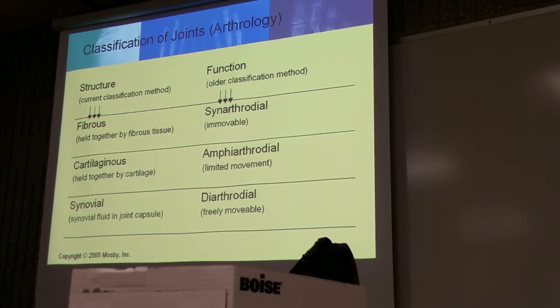It was either synarthrodial, which means immovable, and a good example of an immovable joint are the sutures of your skull cap. Your skull cap is composed of several bones. It's not one large bone, and they're held together by a fibrous type of tissue.